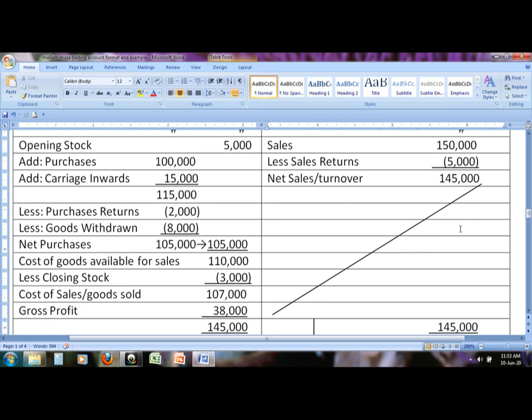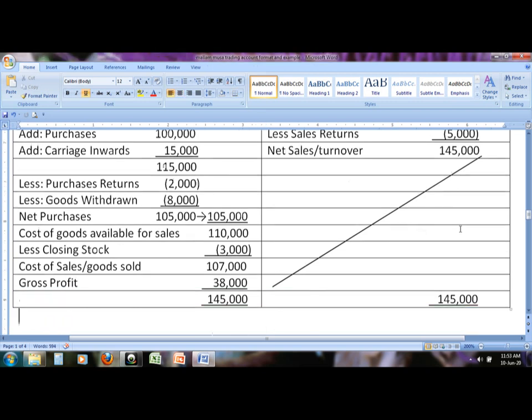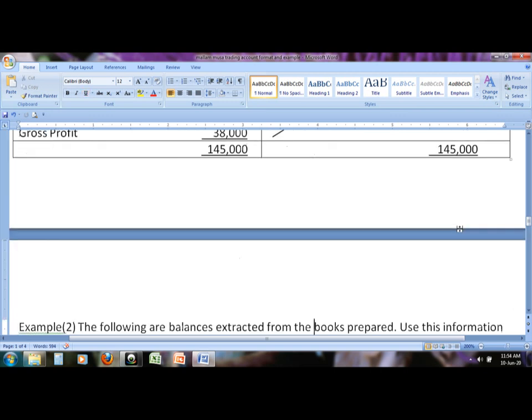My students, are we there? It's our gross profit. We now add the gross profit to 107,000 naira. We have it to be 145,000 naira as our grand total. That's the trading account in the T format.